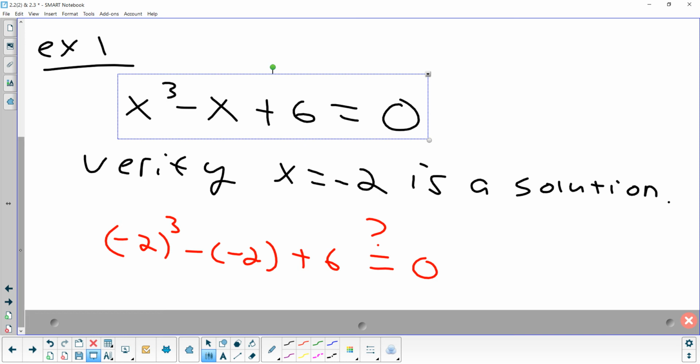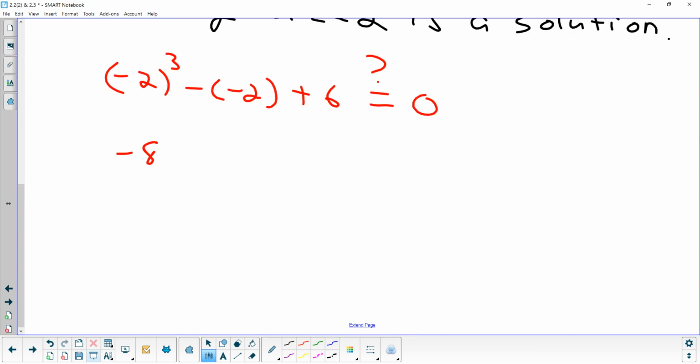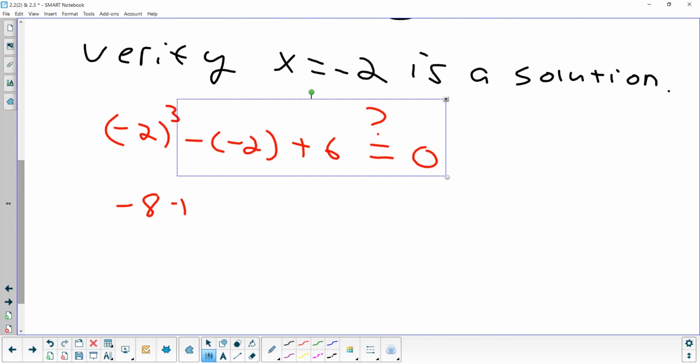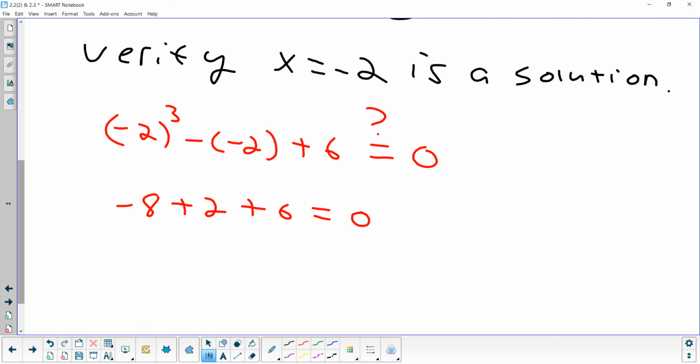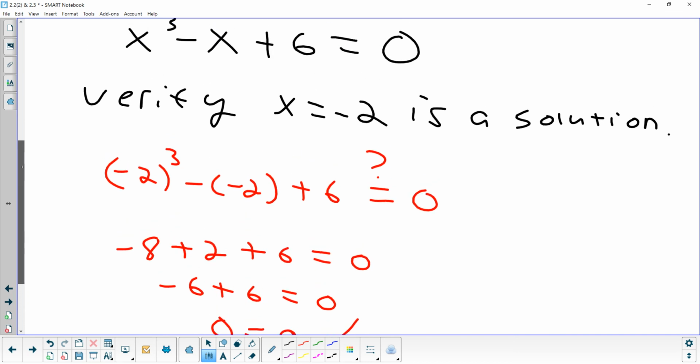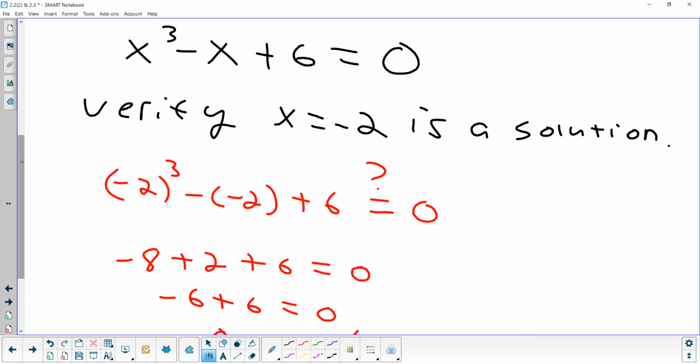All right. How about Ethan? What's -2 cubed? -8. Yep. -8. And then Chris, minus -2? We would add 2. It becomes +2. Now -8 plus 2 is -6. And -6 plus 6 is 0 equals 0. So we just checked that -2 is a solution. Not saying it is the only solution, there might be more. There can be up to 3 real solutions. But that's definitely one.